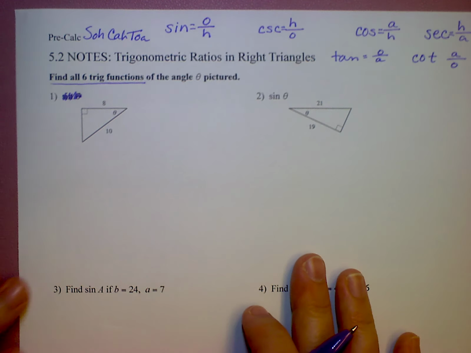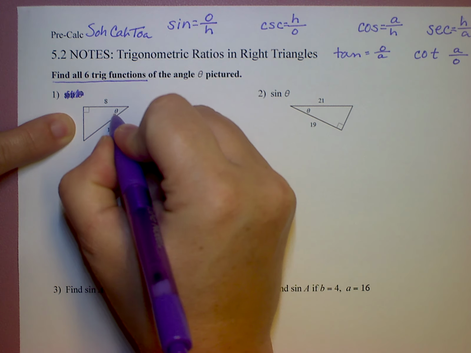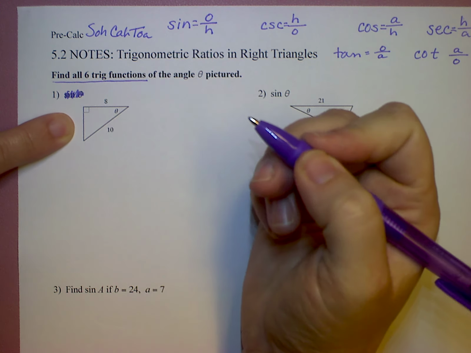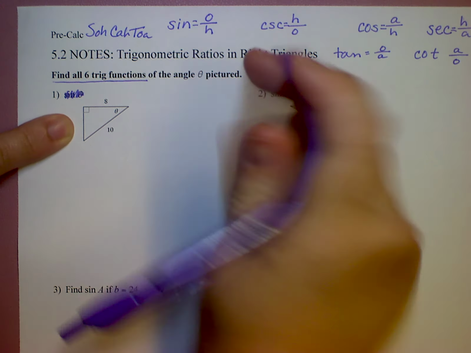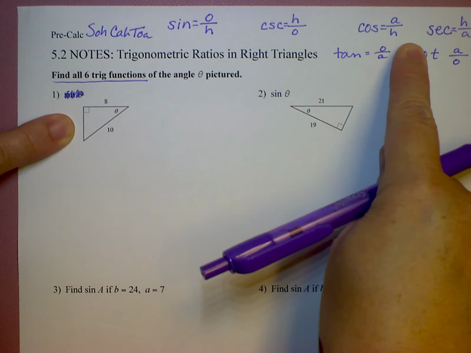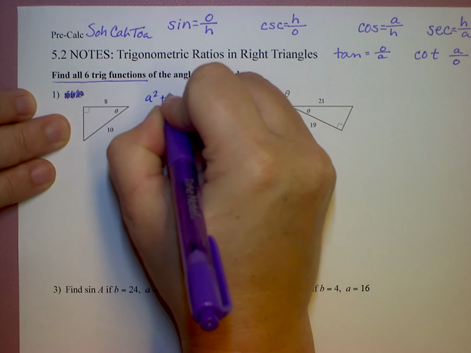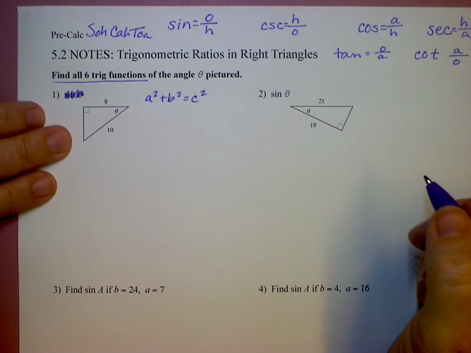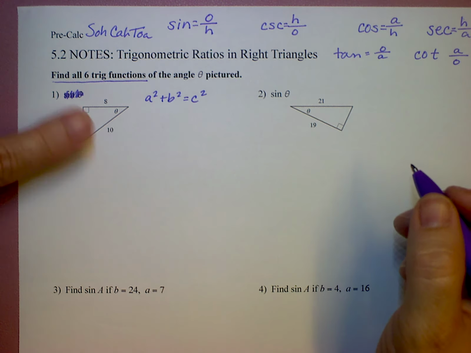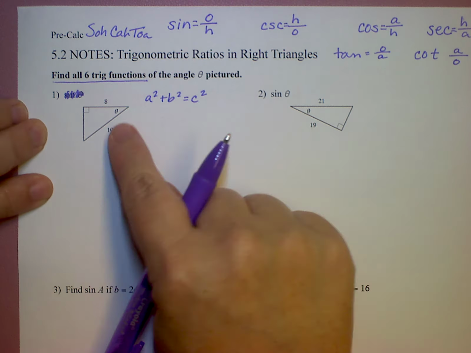All right, so first thing I notice about this triangle, well, first off, here's theta, so that's good to know. But I notice I only have 2 sides. How am I going to find the third side? Because I'm going to need the third side to get all this stuff. I need to do Pythagorean theorem. What side is C? It's the hypotenuse, which is going to be 10, right?